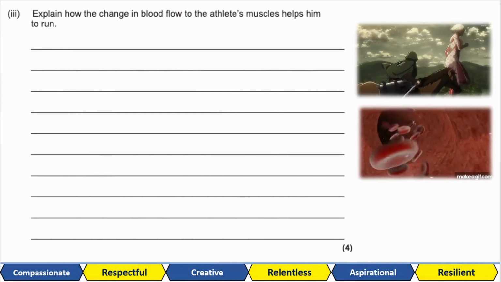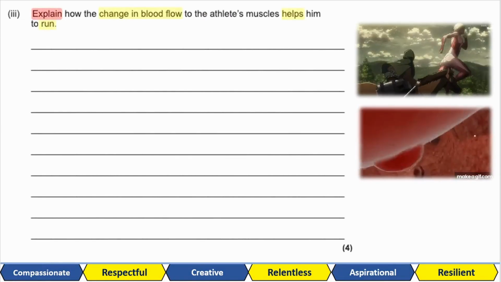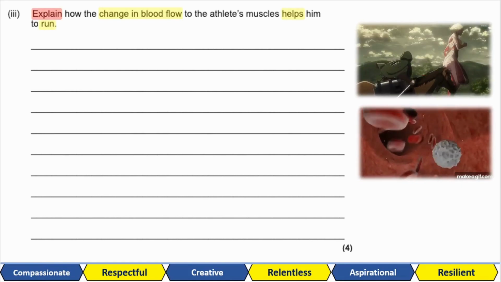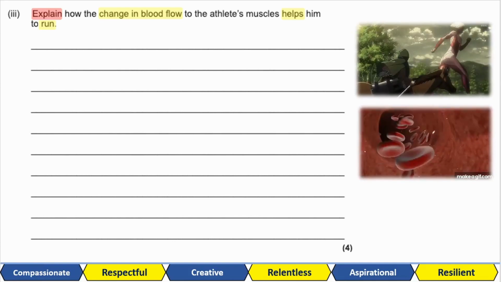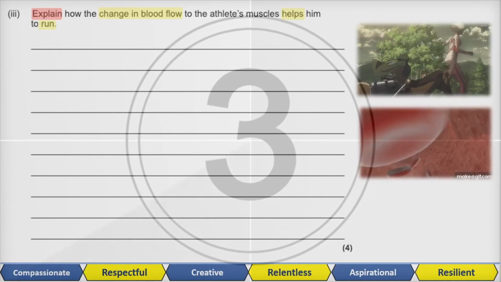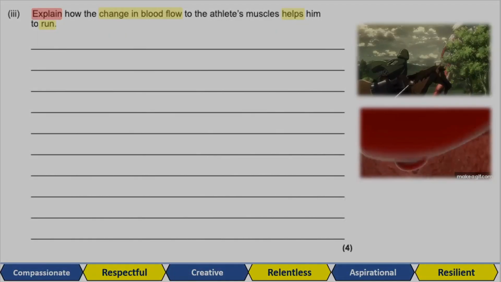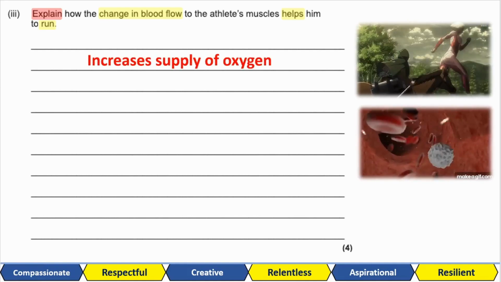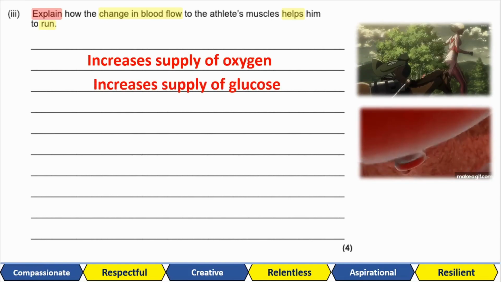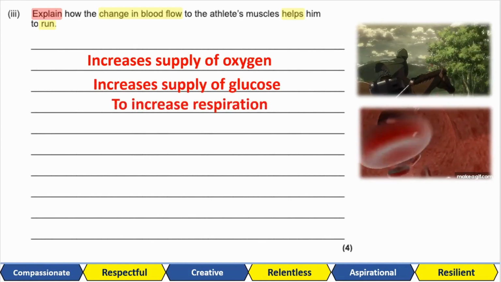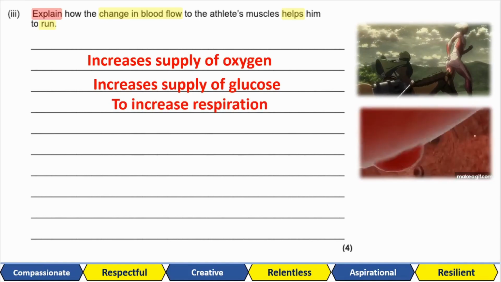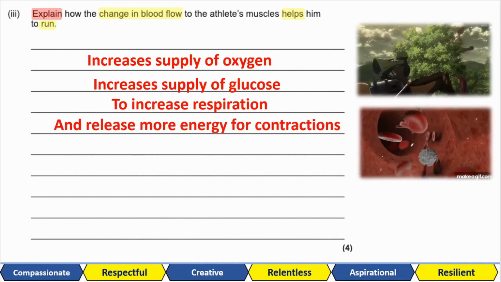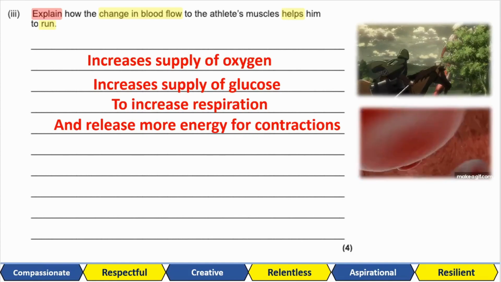The final question here is asking you to explain how the change in blood flow to the athlete's muscles helps him run. See if you can get all of these 4 marks. Well, more blood will mean an increased supply of oxygen and glucose. This will increase the respiration occurring inside the man's body, or aerobic respiration is even better to say, and so a release of energy occurs that allows the muscles to contract.